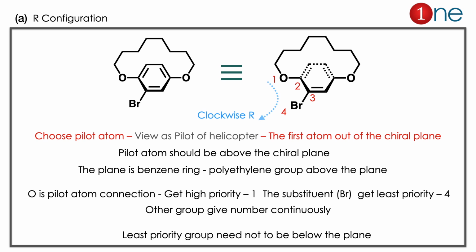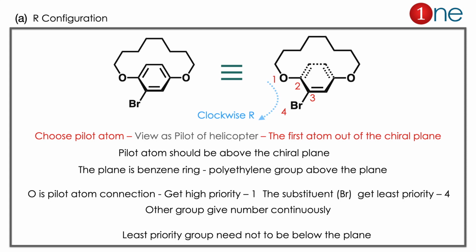Here a Haworth compound is there, so you have to imagine in the 3D way. 3D means what? You have to write benzene in the planar form. In the benzene, 2 carbons towards you, 2 carbons against you, and 2 carbons on the plane. The back side one is written as a dotted structure, the front one as a solid wedge. So here, how do you name it? First you have to choose the pilot atom. Pilot atom means the atom above the plane. It's like the pilot of a helicopter, the first atom out of the chiral plane. So you have to choose the pilot atom.